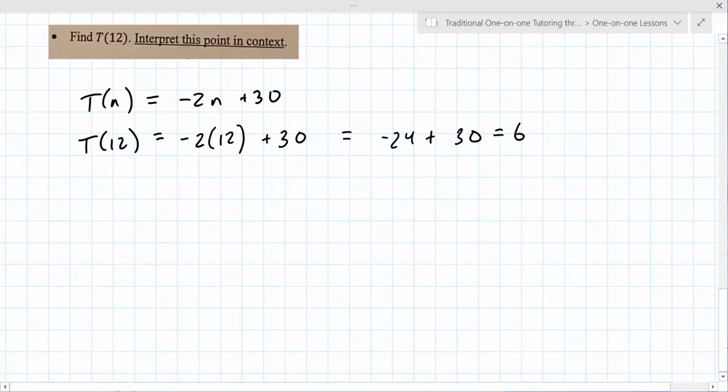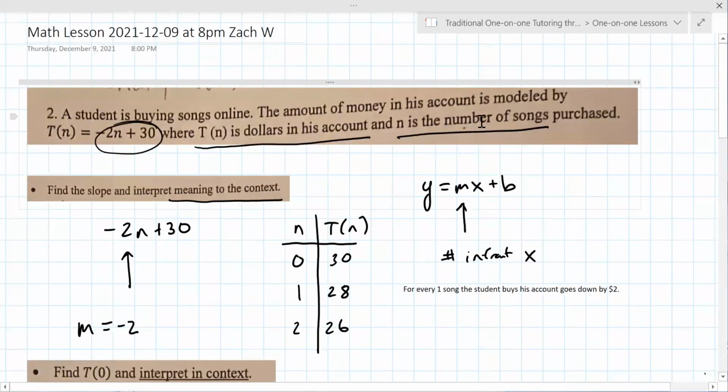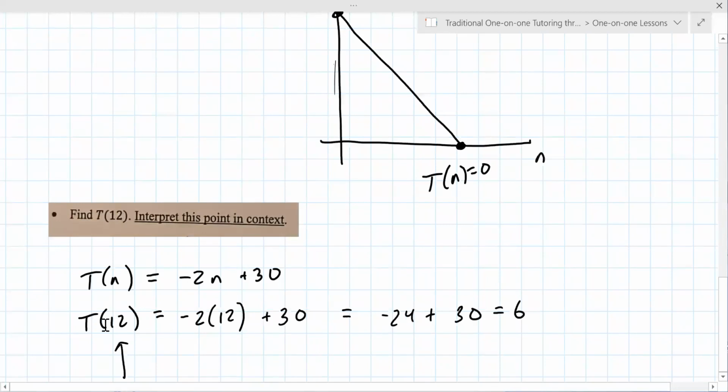Yes. So what does it mean? You got to go back to what is n, and what does n represent? Wait, n represents how much money. Every time, if you're not sure, you got to go back and say, okay, what is n? They tell you. n is the number of songs purchased. Right. So how many songs did they purchase? They purchased 12 songs. How much money do they have left? $6. Yes.